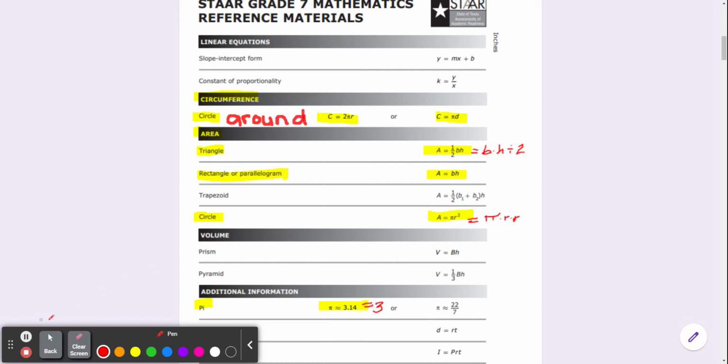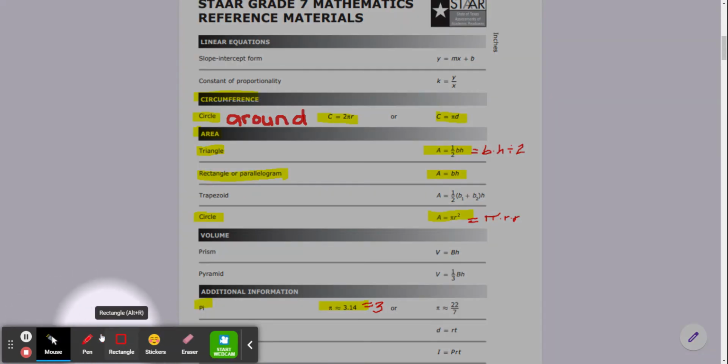Then for your triangle formula, the area of a triangle, you're going to multiply your base and your height and then divide by 2. For your rectangles, you just multiply your base and your height. So the triangle is the same as the rectangle, except because a triangle is half of a rectangle, you have to divide by 2. That's what that half is for.